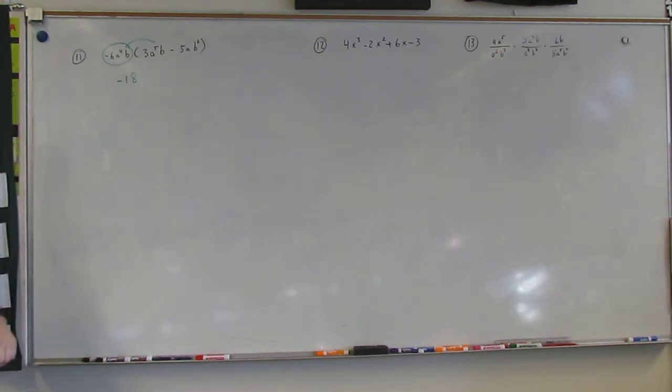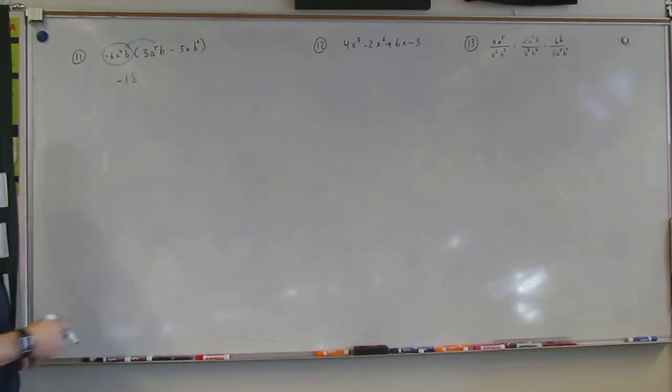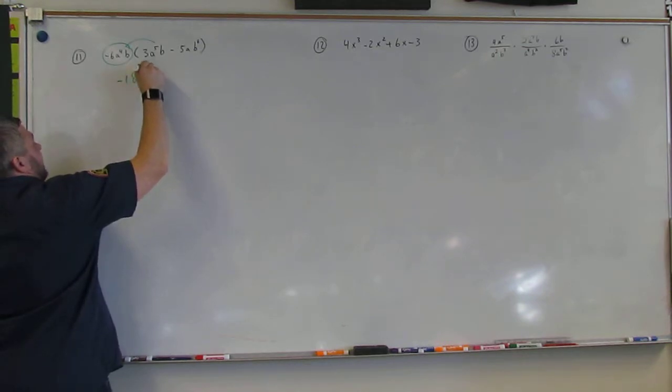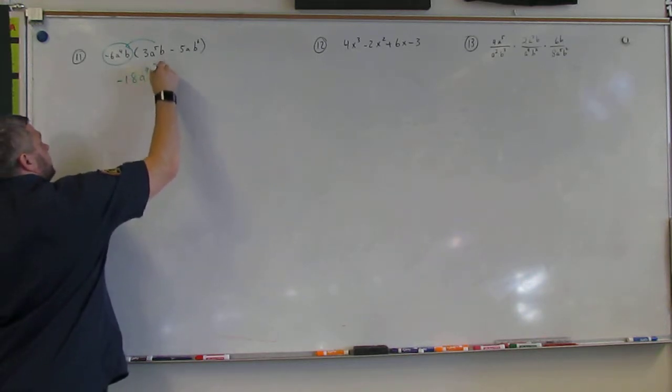Here comes the hard part. A to the 4th times A to the 5th. Yep. A to the 9th. That's it. So we're just adding the exponents, right? Yes. So then B times B. B squared. There it is.